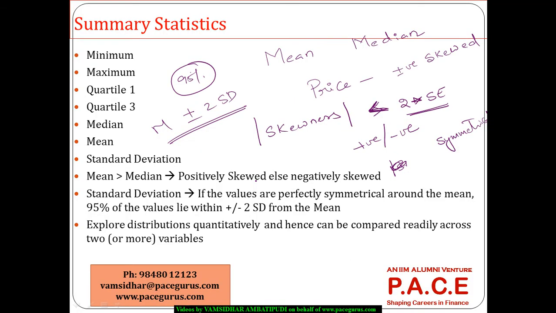So as a matter of advice, it is suggested to do the summary statistics purely for scale data which is numerical and quantitative in nature, rather than trying out on a categorical data or a discrete form of a data, right?